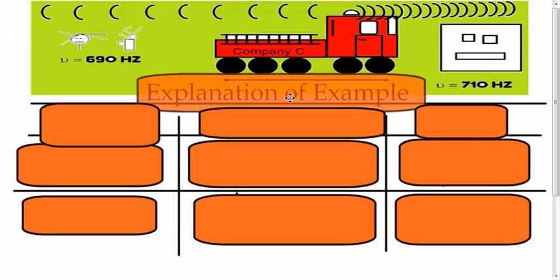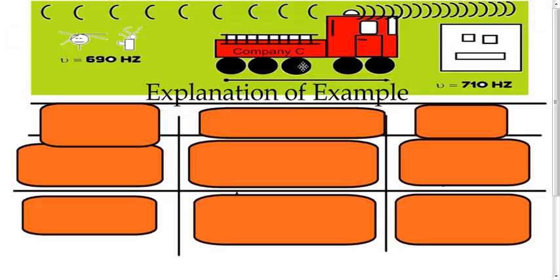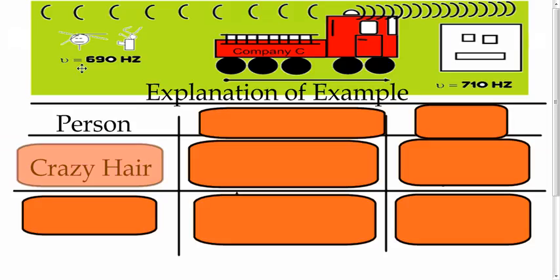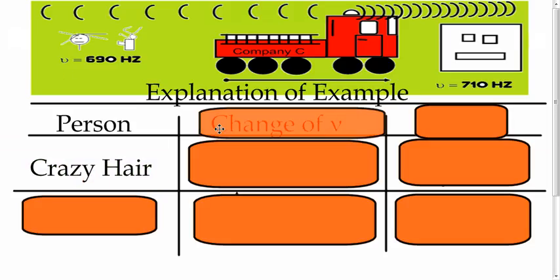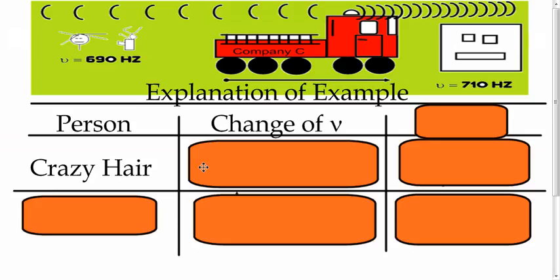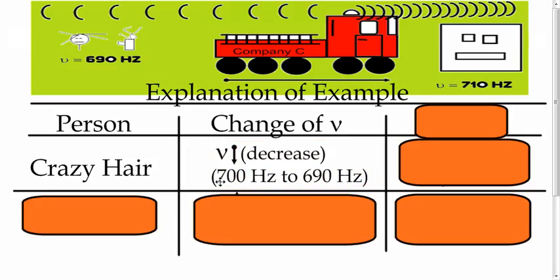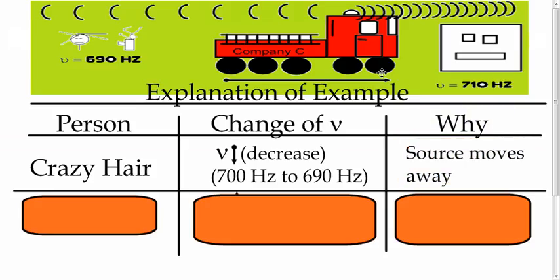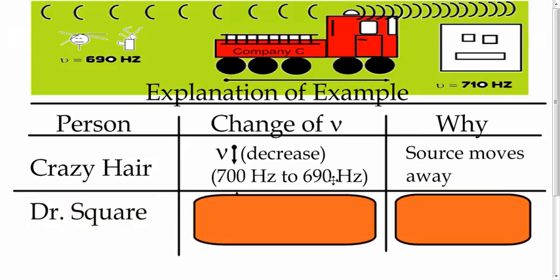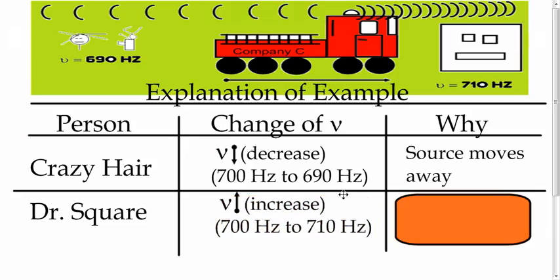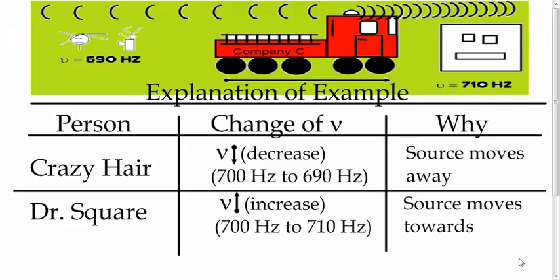Now, let's explain this piece by piece. Here's the example right above it. We've got Crazy here. That's this person here. What was this change in frequency? It went down from 700 hertz to 690 hertz because the truck was moving away. So the source was moving away. Now the other person is Dr. Square, and Dr. Square saw frequency increase, or pitch increase, from 700 to 710 because the source was moving towards him.